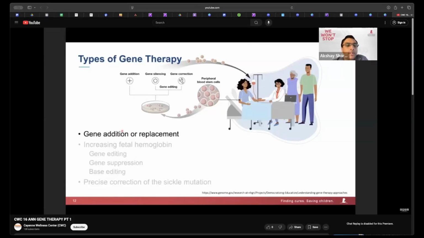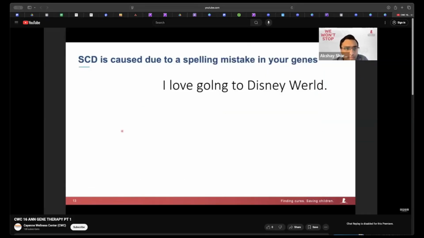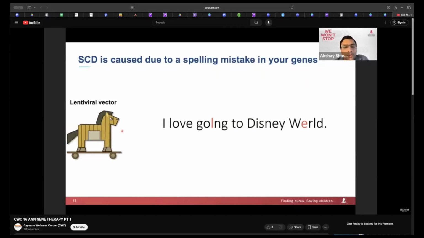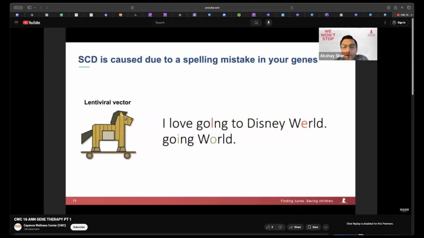So let's talk about gene replacement or gene addition first. Now, as I told you, sickle cell disease is caused due to a spelling mistake, right? And so here I have a sentence which has two spelling mistakes, as you can see. What this technique does is it basically adds the normal spelling of the gene somewhere in the sentence. So in your genes, they will add a normal copy of the gene, which the normal spelling is, somewhere. And we use a modified HIV virus to do that.